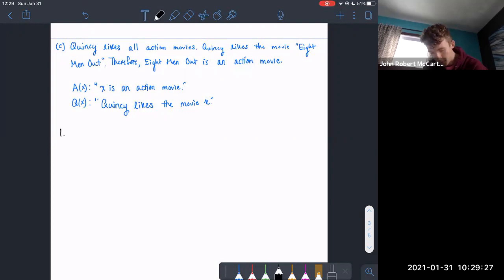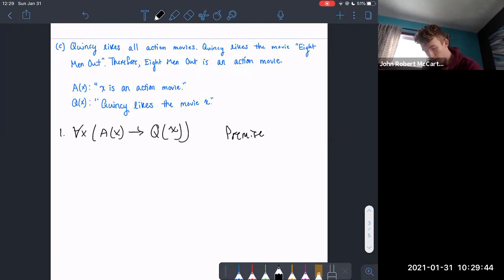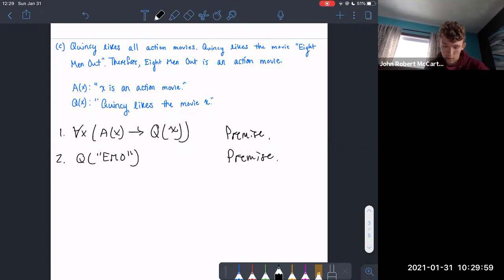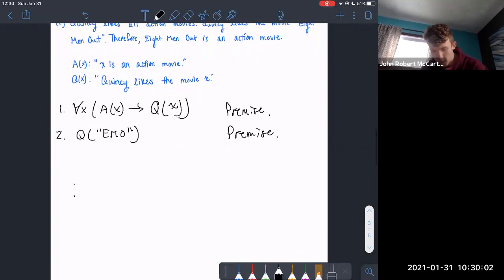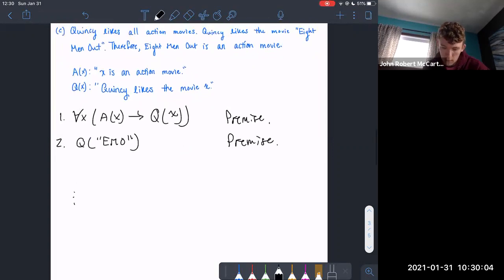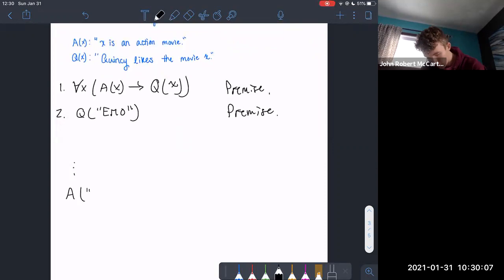So the first sentence translates to, for all x, if we have an action movie, then Quincy must like it. So this is using the predicates that I've defined here, A of x and Q of x. This is a premise. We have Quincy likes the movie 8 Men Out. So that's Q of 8 Men Out. I'm going to use EMO for short. Another premise. And we eventually want to show that 8 Men Out is an action movie, or A of EMO.